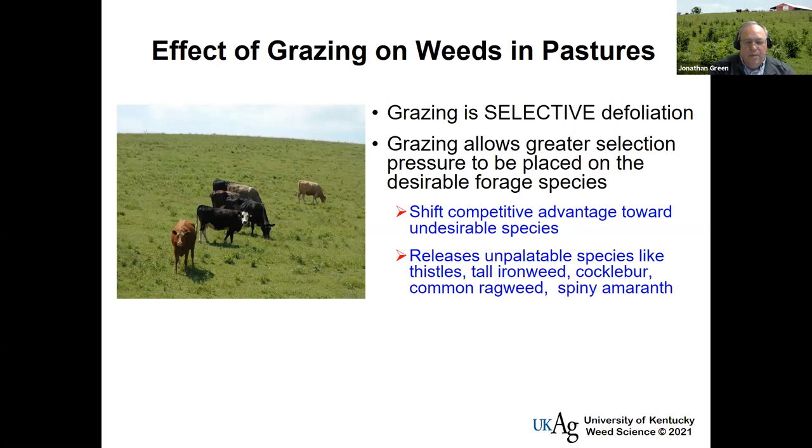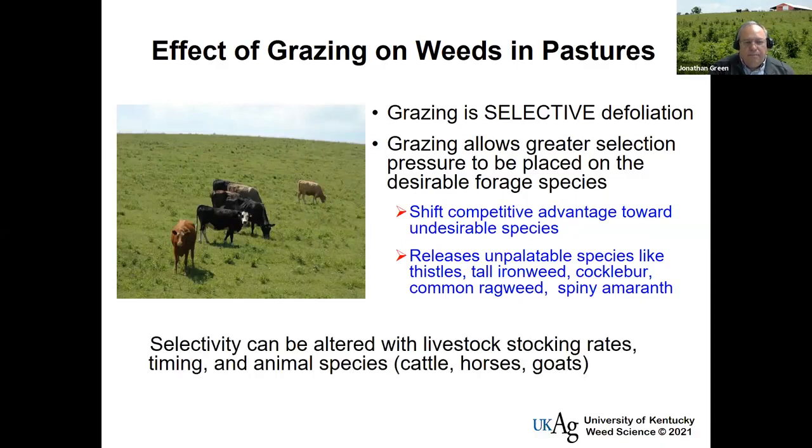They reproduce, produce more seed, or build up their root system, and those unpalatable species like the thistles, the ironweed, ragweed, and so forth become much more dominant on that landscape over time.